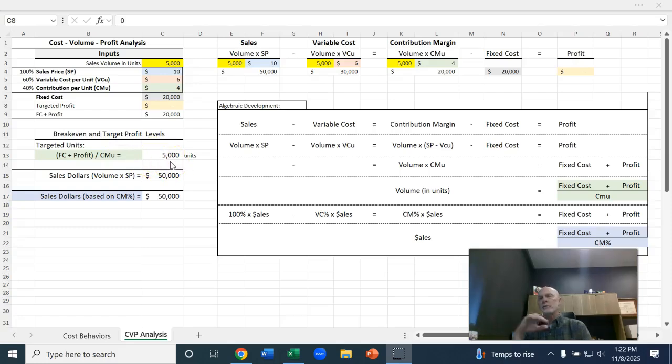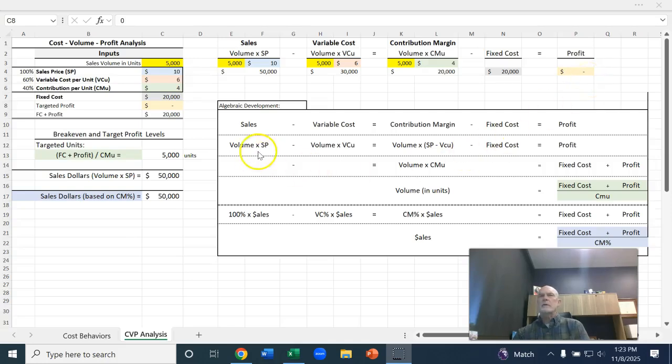If we plug that into a total income calculation, at 5,000 units, our total sales would be 50,000. Our variable cost would be 5,000 times that $6 variable cost per unit. That's 30,000. That gives us a contribution margin of 20,000, and that exactly covers our fixed costs, so that gives us a profit of 0.